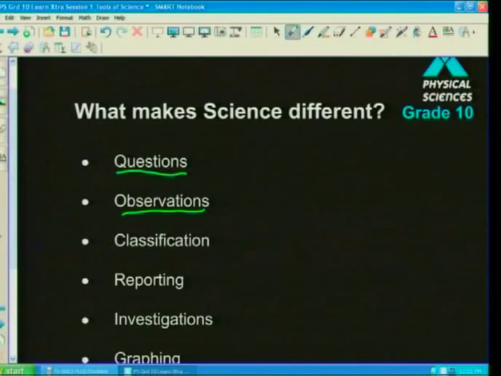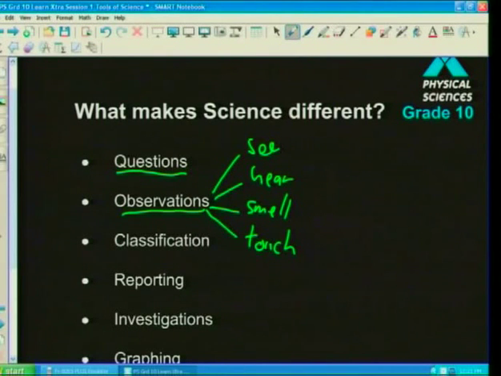Now, the second thing that I've put there is observations. And what are observations? Well, it's using our senses. It's what we can see, it's what we can hear, and in some cases it's what we can smell. When we're talking about chemistry, sometimes smell is an important factor as well. It's also what we can touch. So we use all our senses when we're making observations.